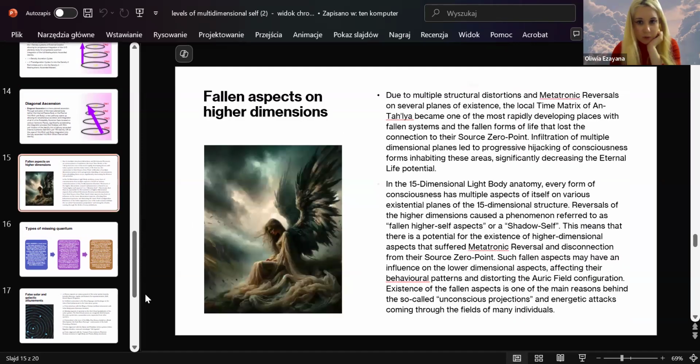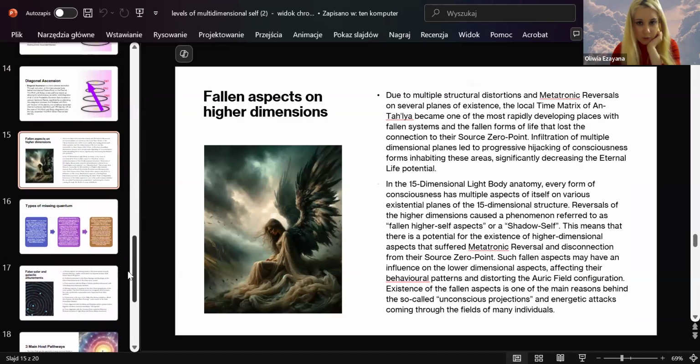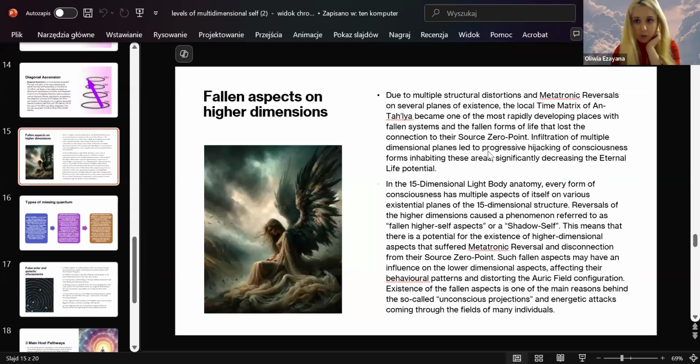Okay, so before we finish, let's take a look at the concept of the fallen aspects and how this actually works, with what kind of most important integrations need to be done on our journey towards integration. So here is a small insight on what actually happened with those fallen aspects and the higher dimensions.